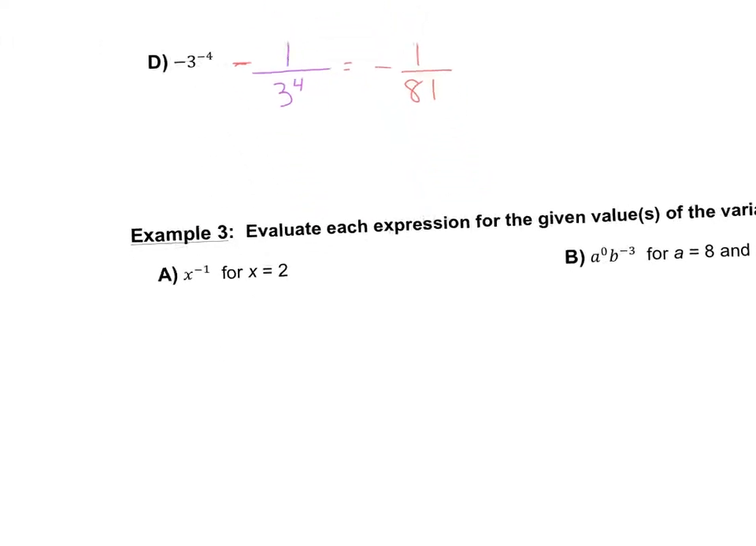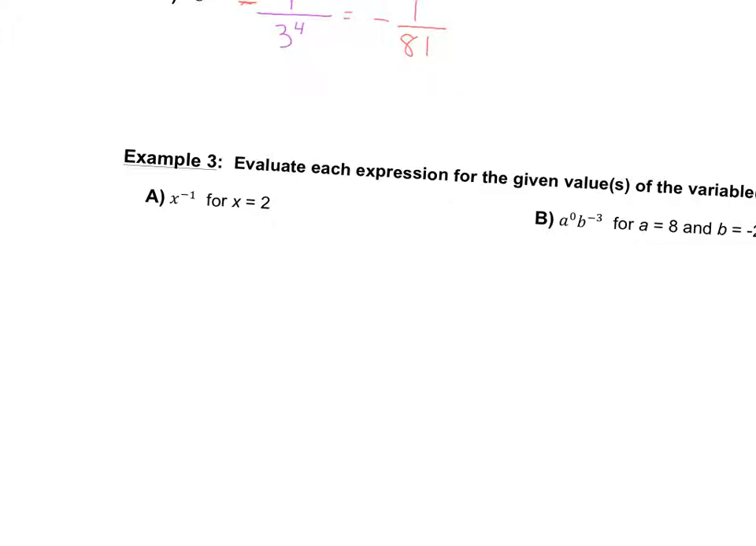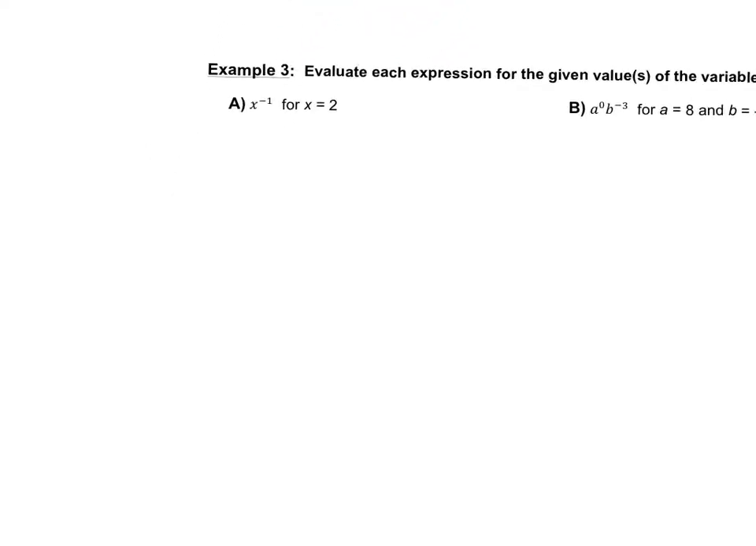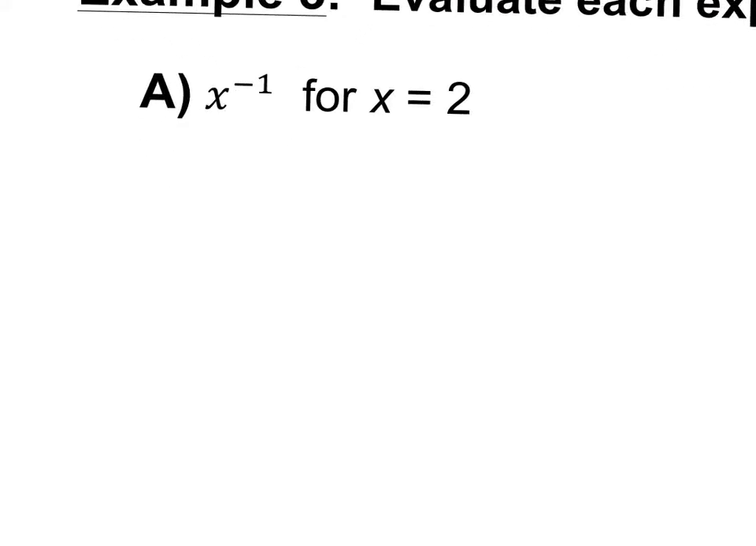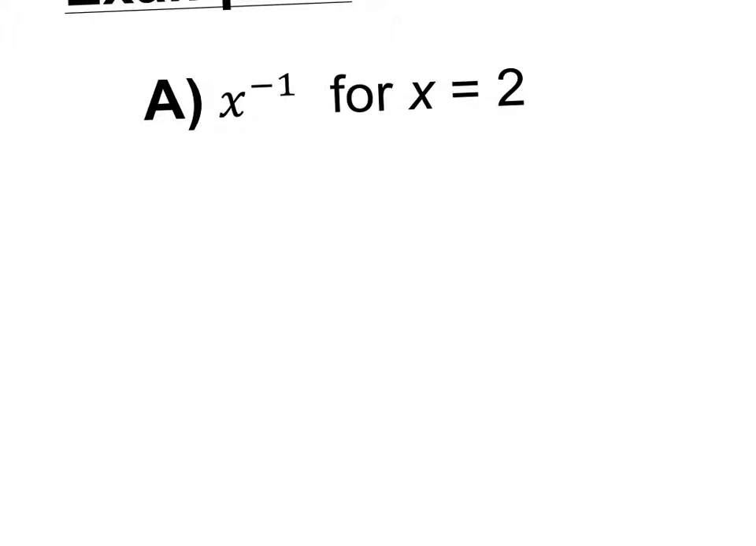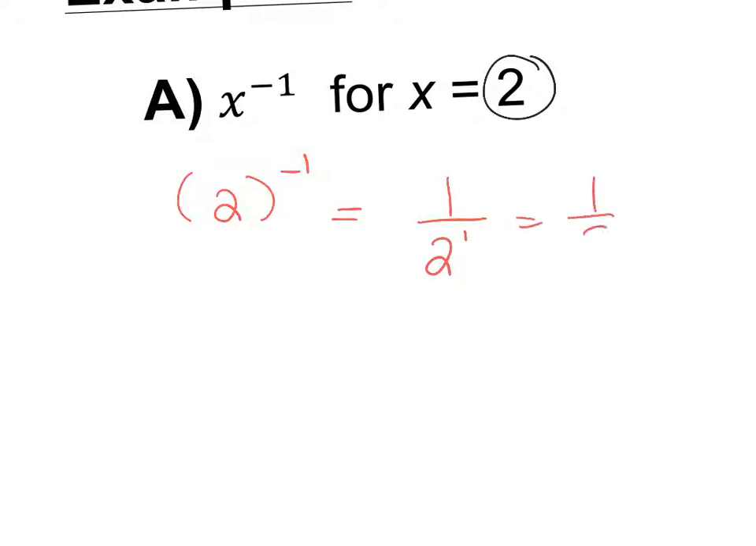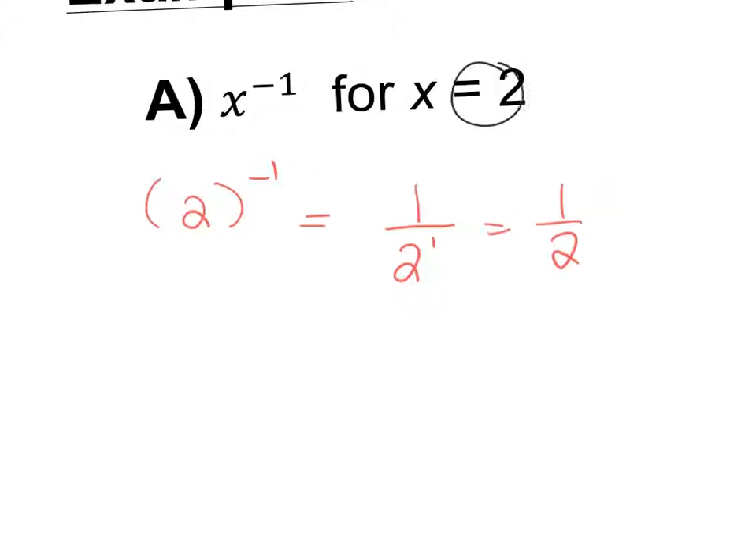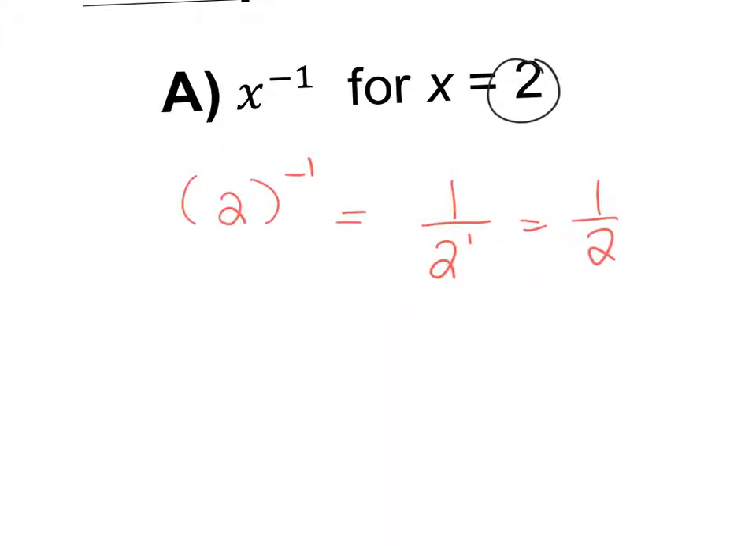Now, when you're evaluating, look very closely at this one, you're putting 2 in for x. So this is really x, which is 2, to the power of negative 1, which is equal to 1 over 2 to the positive 1, which is just 1 over 2. Okay, let's look at the next one.